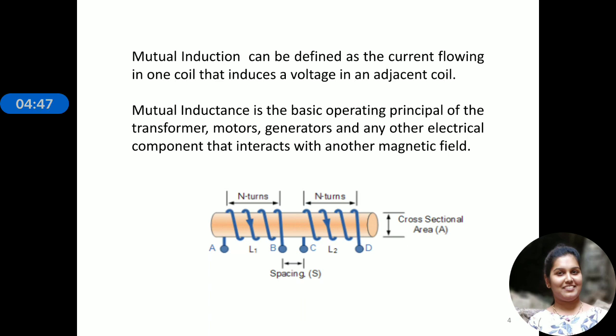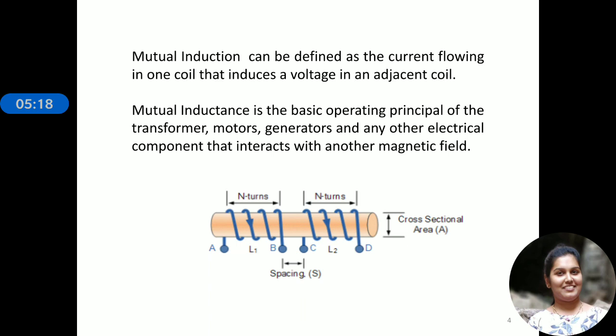Mutual inductance is a property we observe when more than one coil is connected in a circuit. In general, we see this property in a transformer. The combination of two individual coils is what we call a transformer, so there we use mutual inductance. Even in motors and generators, we use the mutual inductance principle.